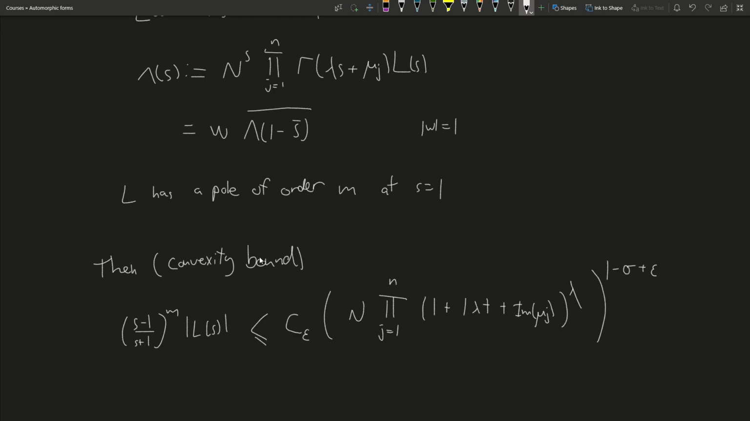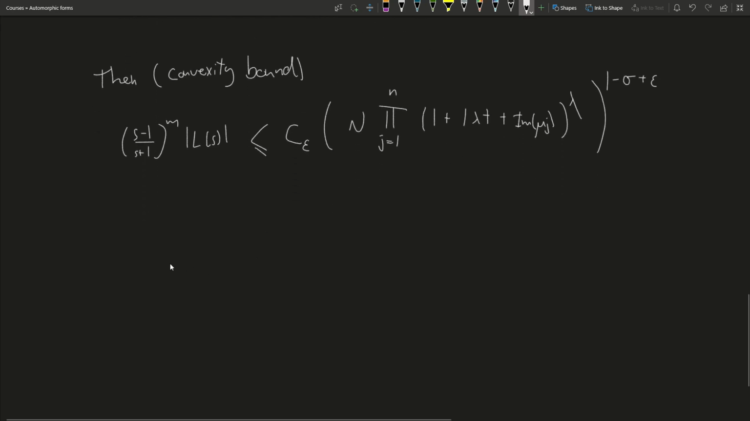Because the key idea here is that for L, if you look at L at 1 plus epsilon plus it, then this is bounded as a function of epsilon, because here we're assuming that this L function converges absolutely when the real part of s is greater than 1. This is sort of what's meant by the analytic normalization.